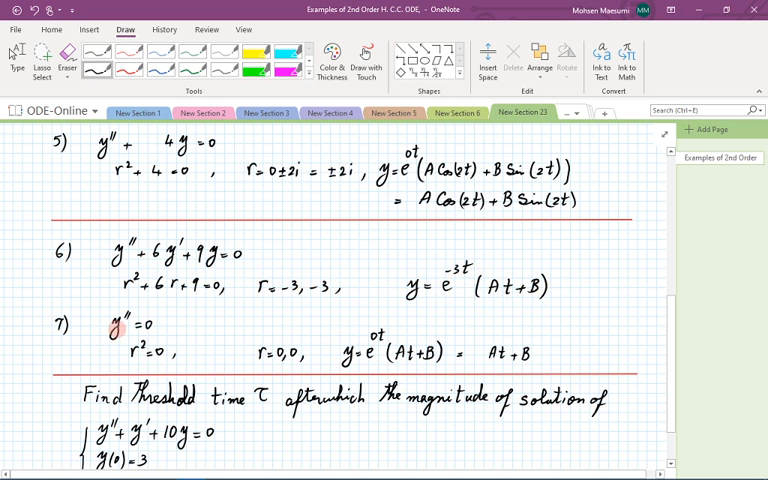Finally, the most extreme case, we have no drag and no spring, just y double prime equal to 0. The characteristic equation is simply r squared equal to 0 and the roots are 0, 0. If you write the solution in that case, it becomes exponential of 0t times at plus b. Again, this better be simplified. If you leave it like that, it's not a good presentation. You simplify and the answer is at plus b. Okay, these were the 7 possible cases of homogeneous constant coefficient equations. We went through all of them.